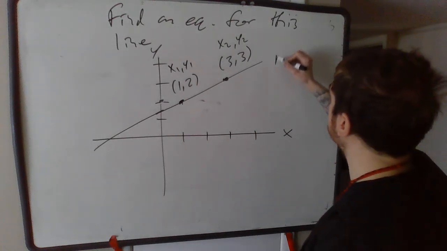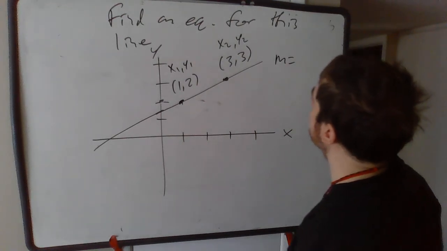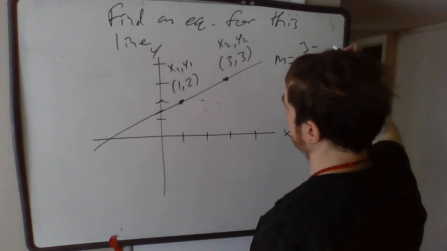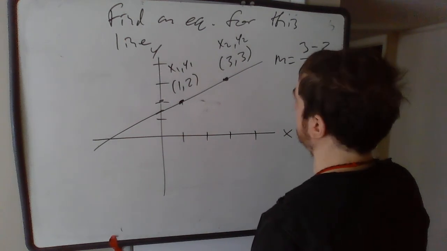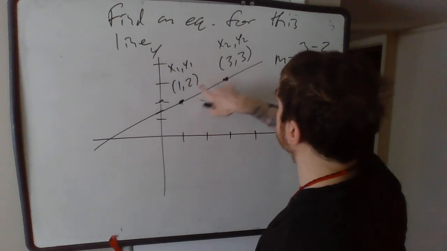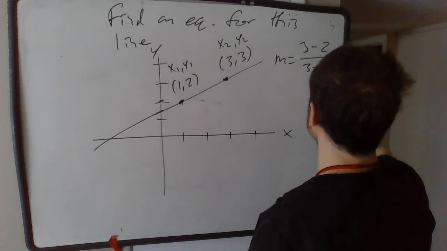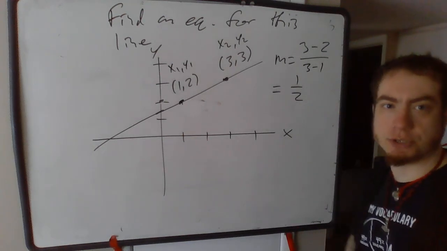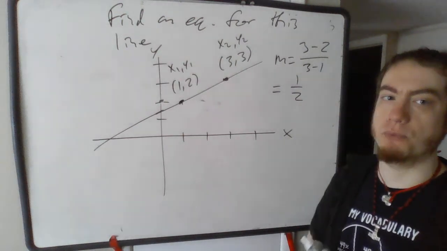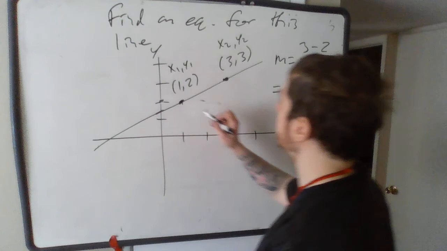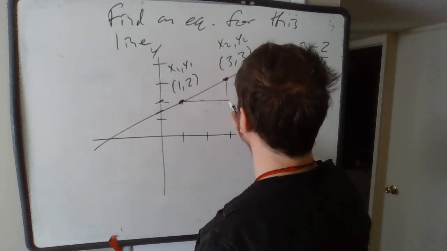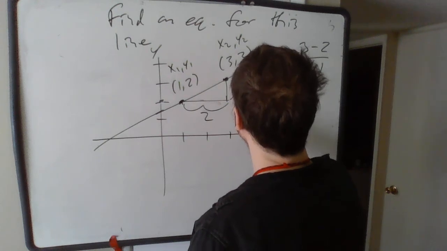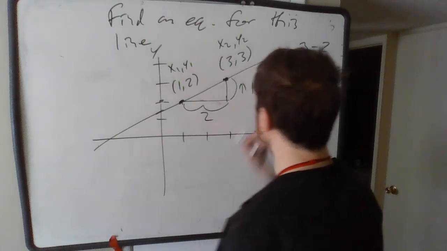And then my slope here is going to be given by y2 minus y1, so that's 3 minus 2, divided by x2 minus x1. That's going to be 3 minus 1. That becomes 1 over 2, which is just 1/2. So this has a slope of 1/2. And that makes sense also if you think about it geometrically. You can think about the fact that this goes over by 2 while it goes up by 1.